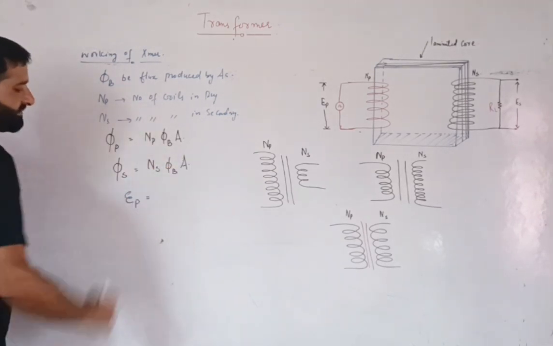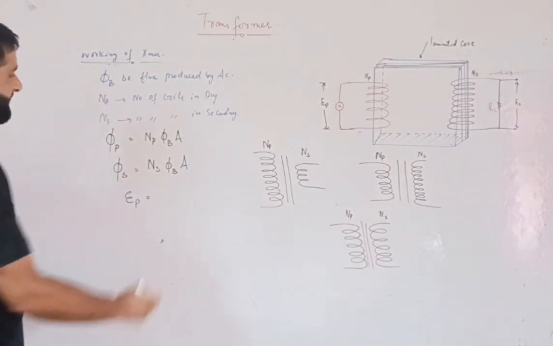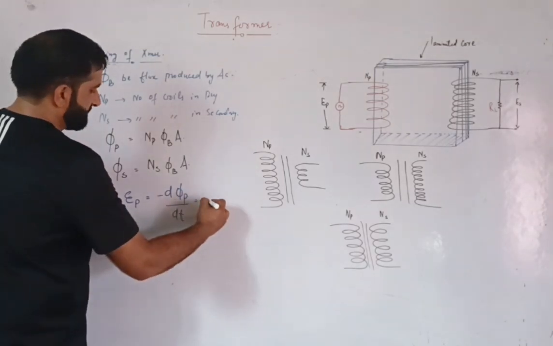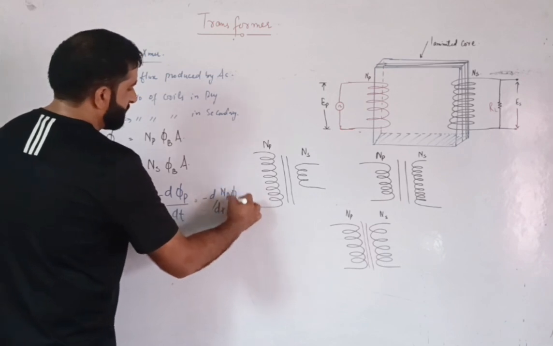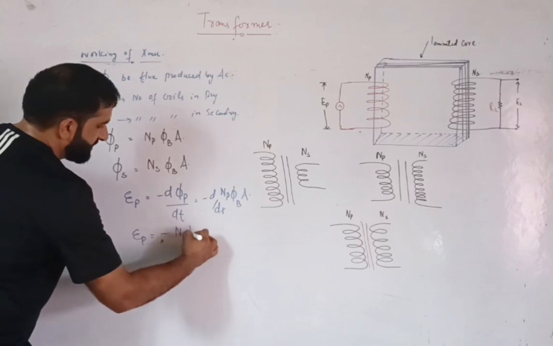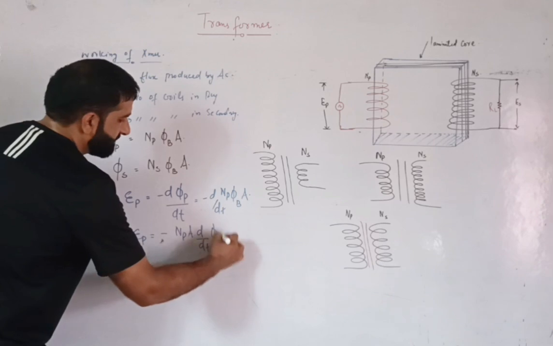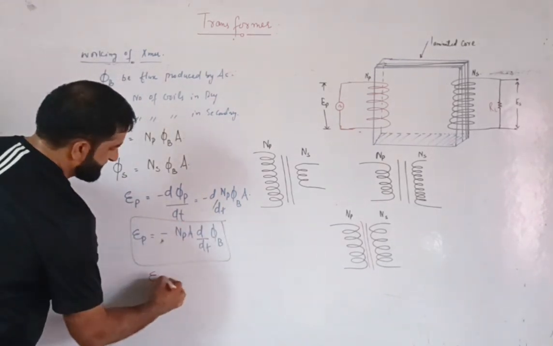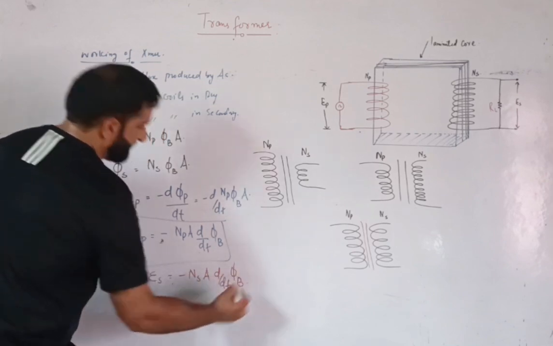Let EP be the EMF in the primary, and that is equal to the rate of change of the magnetic flux linked with the primary. That is equal to minus d phi P divided by dt, which is minus d by dt of NP into phi B into A. And that EP equals minus NP into A, being a constant, taken out of the differential sign, d by dt of phi B. Similarly, ES is given as minus NS into A d by dt of phi B.